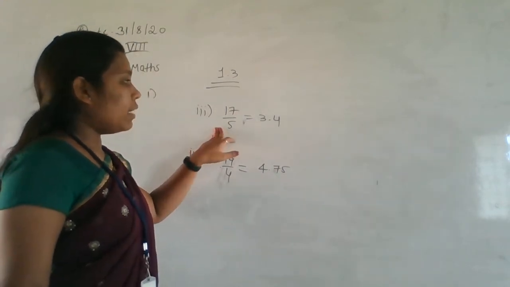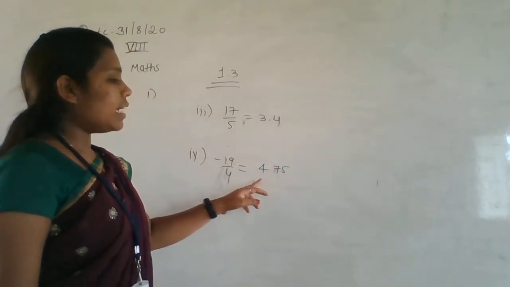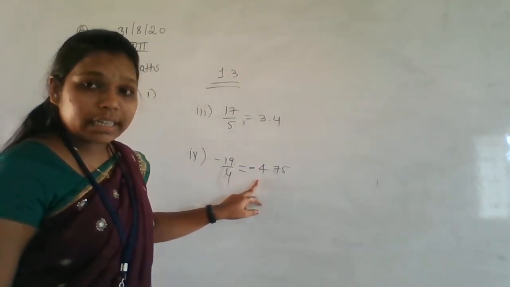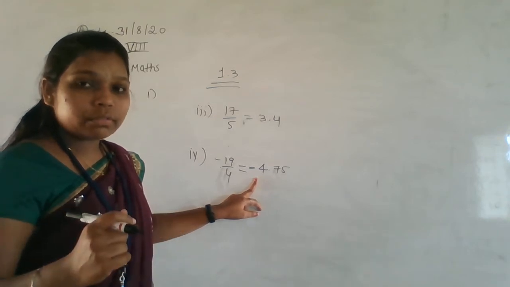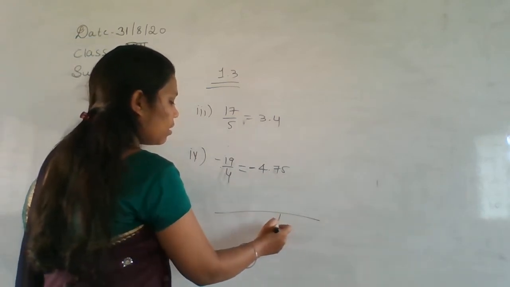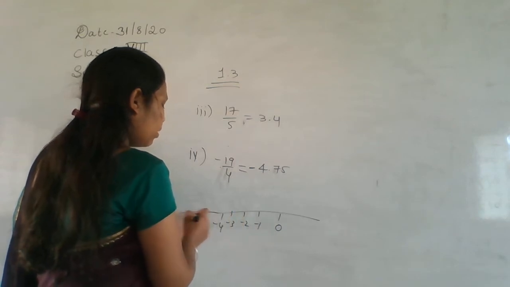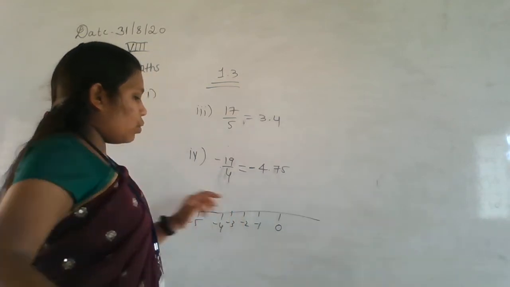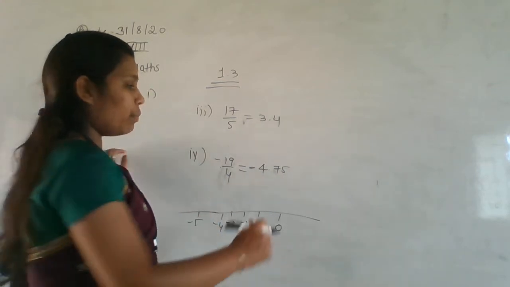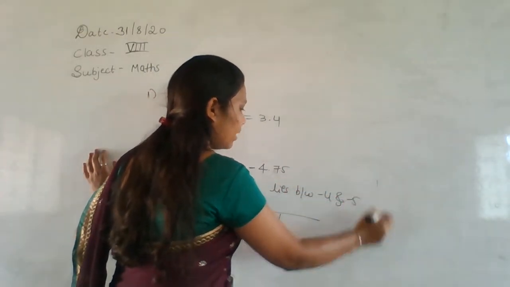Here, 17 by 5 means 3.4 and minus 19 by 4 means minus 4.75. It lies between which numbers? Sorry, here we are having a minus sign, right? Okay, it lies between which number? It lies between minus 4 and which number? See here, this is the number line: minus 1, minus 2, minus 3 and minus 4 and here minus 5, okay. So minus 4.75 is there. It lies between minus 4 and minus 5, okay.